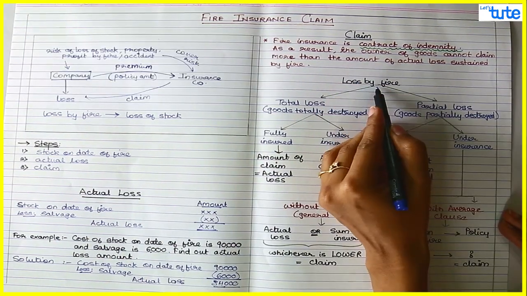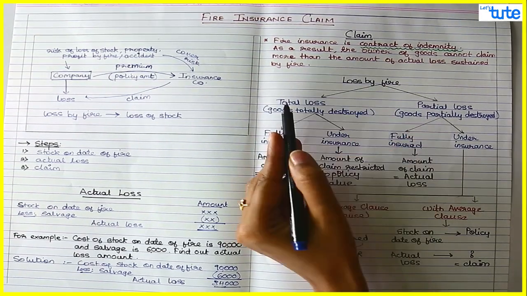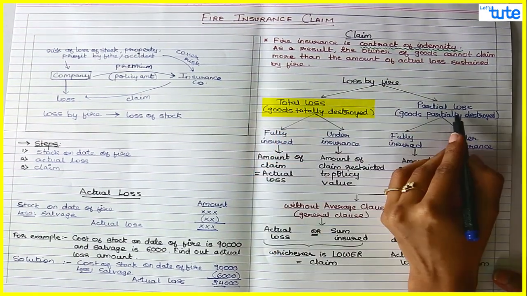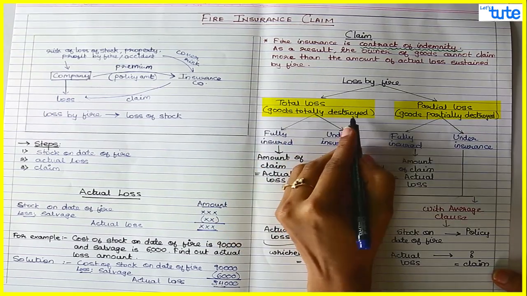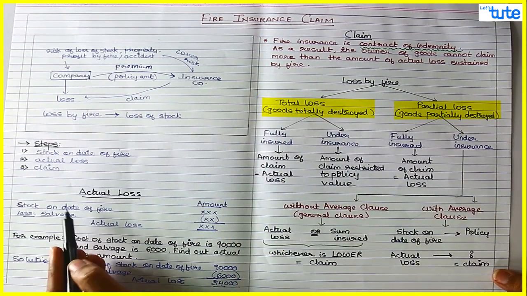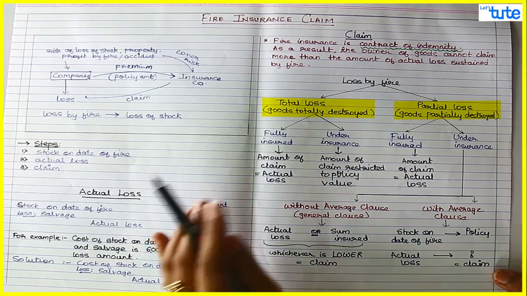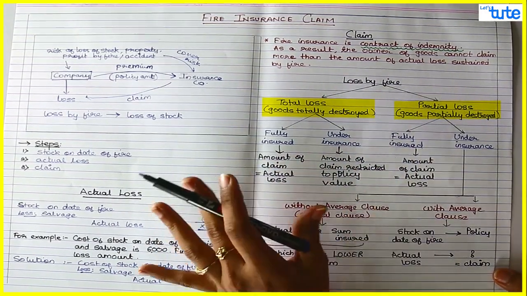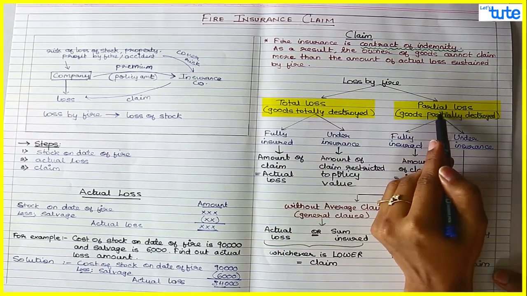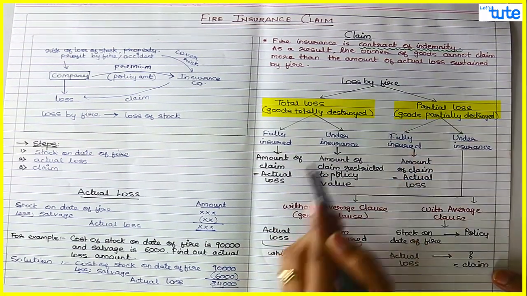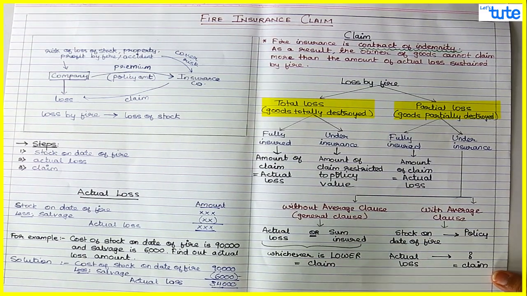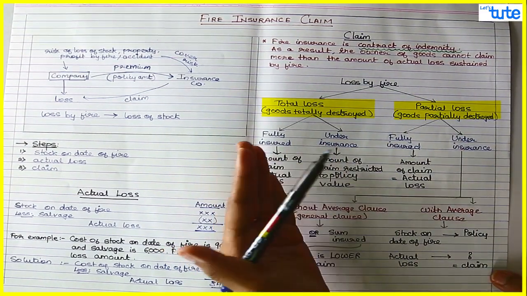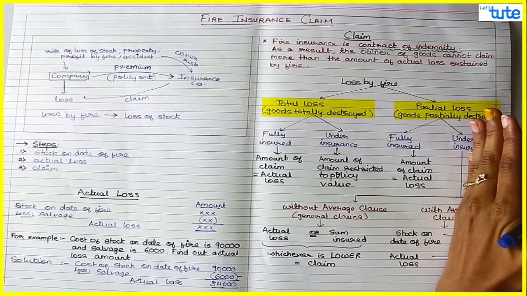Now when we find out the claim, there can be two possibilities: there is a total loss and there is a partial loss. What do you mean by total loss? The goods which are there at the place of fire are totally destroyed. So there is no salvage. Whatever the stock was there on the date of fire, that is totally destroyed and we could not save anything. And partial loss, there are goods which are partially destroyed. So this is the case of partial loss because there you could save 6,000 worth of goods. So our actual loss is only 84,000. So there can be two possibilities: one is total loss and the other is partial loss.